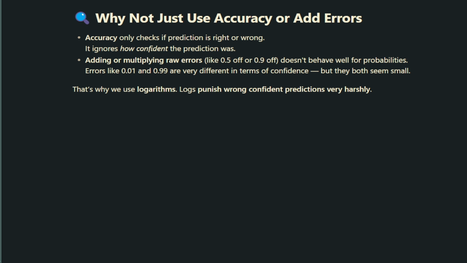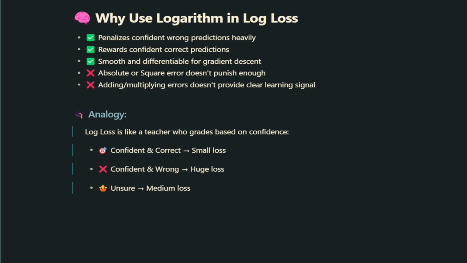Alright, so why do we actually use a logarithm in log loss? There are a few key reasons. First, it penalizes confident wrong predictions very heavily. Second, it rewards confident correct predictions with a very small loss. And third, it's smooth and differentiable, which makes it perfect for gradient descent and training. On the other hand, absolute error or squared error don't punish mistakes enough, and simply adding or multiplying errors doesn't give the model a clear learning signal.